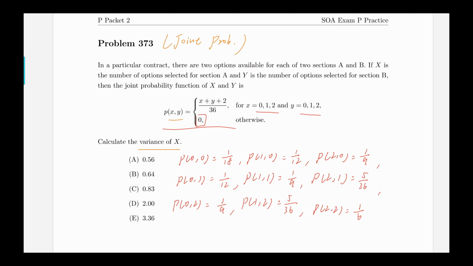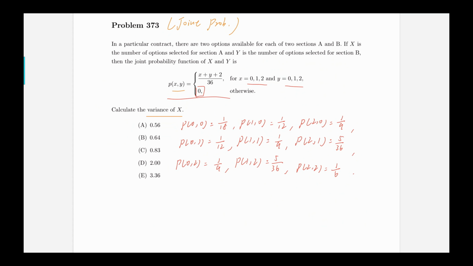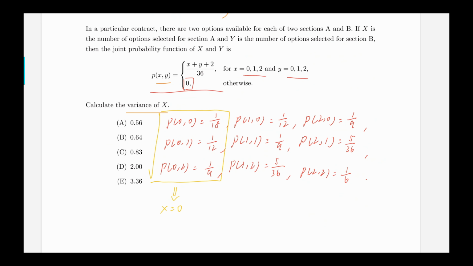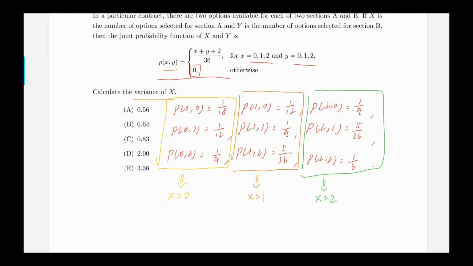So if you add the 9 possibilities together, then we are supposed to get 1. But we're not going to do that here since that's not the main point. The main point is that these 3 things correspond to the total probability of x equals 0. And these 3 things are about x equals 1. And these 3 things are about x equals 2. So let's compute their probabilities by combining them together.